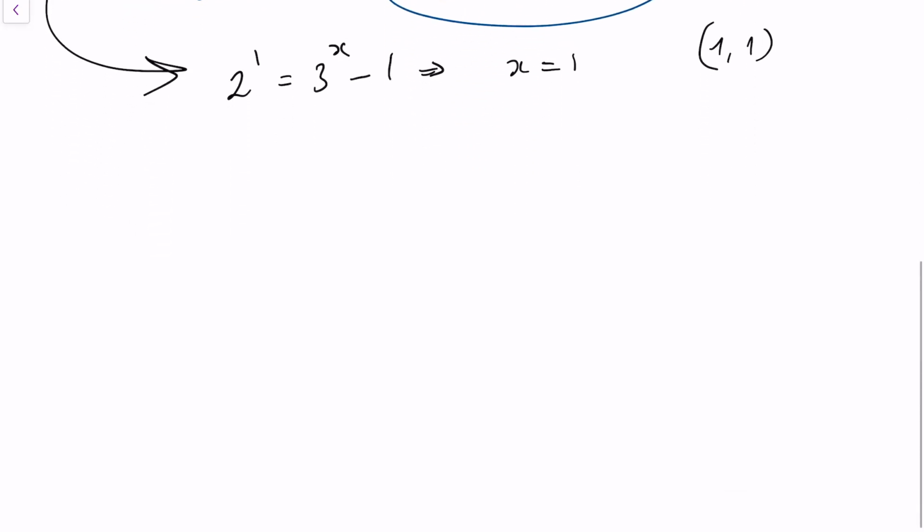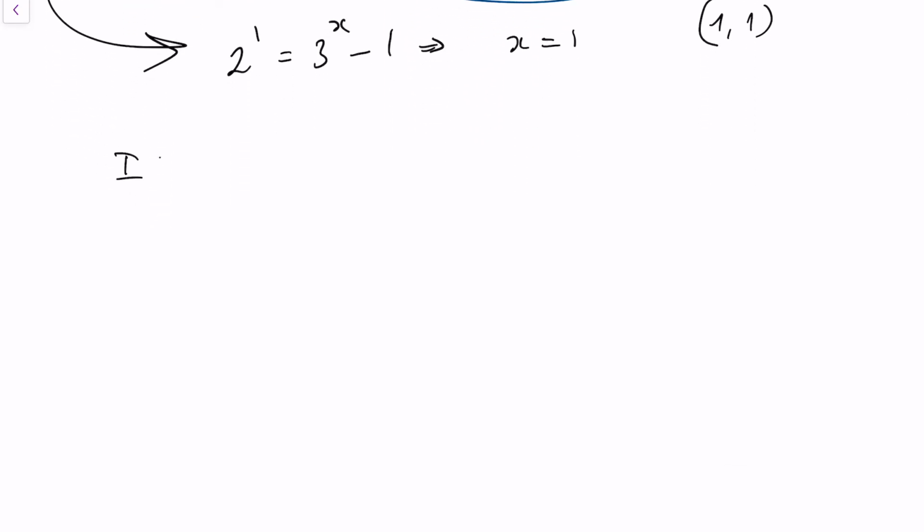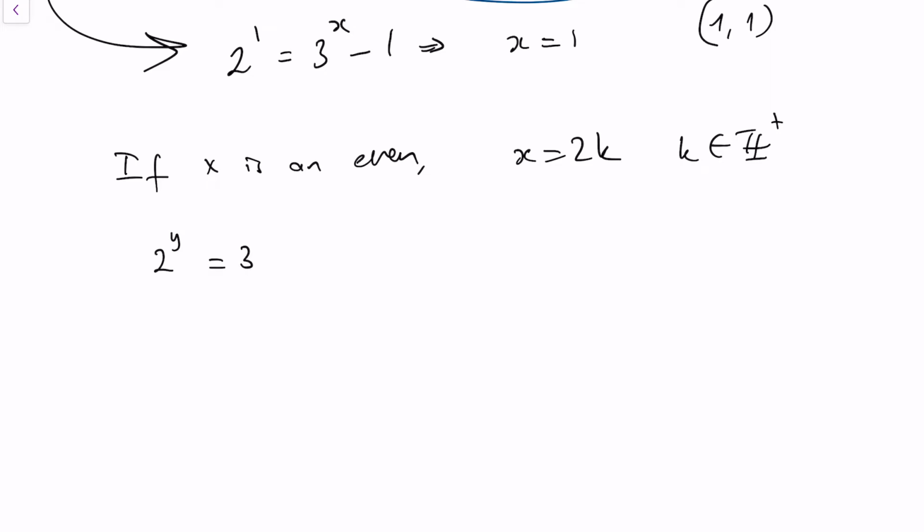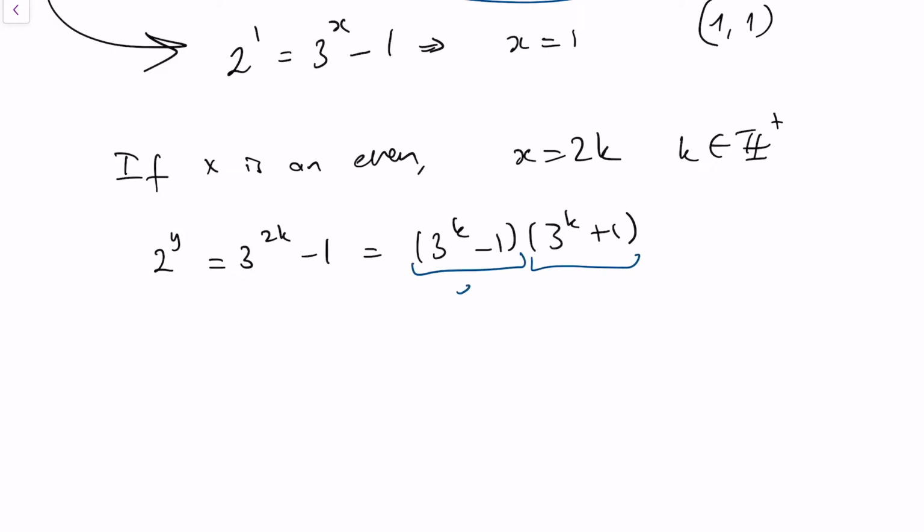Now, the second case to consider is if x is an even number. Let x be 2k, where k is a positive integer. We have 2^y = 3^(2k) - 1. If we use difference of squares, that gives us (3^k - 1)(3^k + 1). Now, since this is equal to 2^y, it means that both numbers must be even.